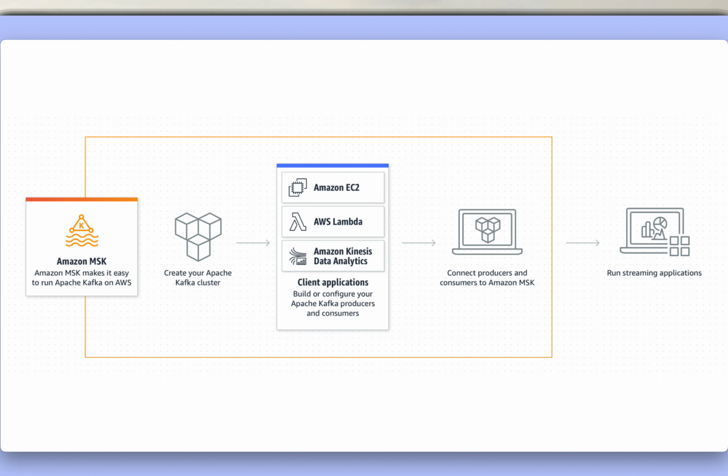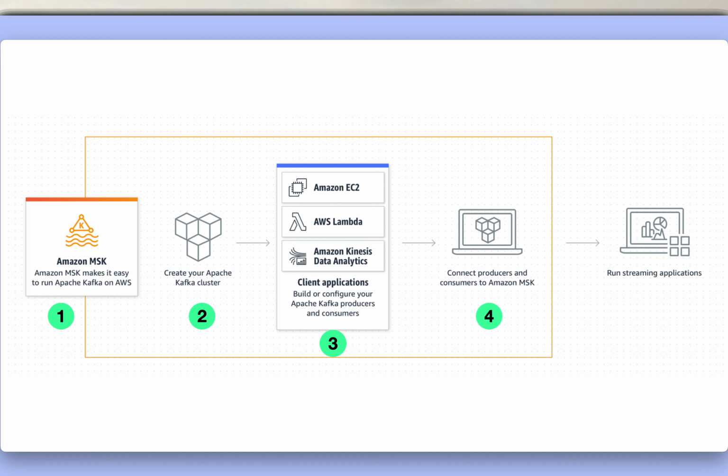1. Amazon MSK makes it convenient for users to run Apache Kafka on AWS. 2. Apache Kafka cluster creation. Users can create their Apache Kafka cluster on AWS, leveraging robust infrastructure. 3. Client applications integration. With AWS, users can build or configure their Apache Kafka producers and consumers using services such as Amazon EC2, AWS Lambda, and Amazon Kinesis Data Analytics.